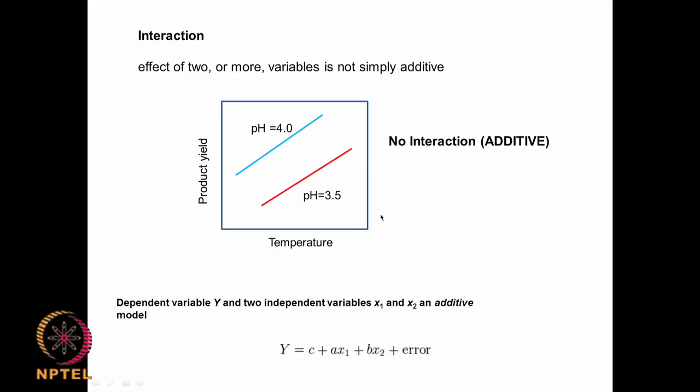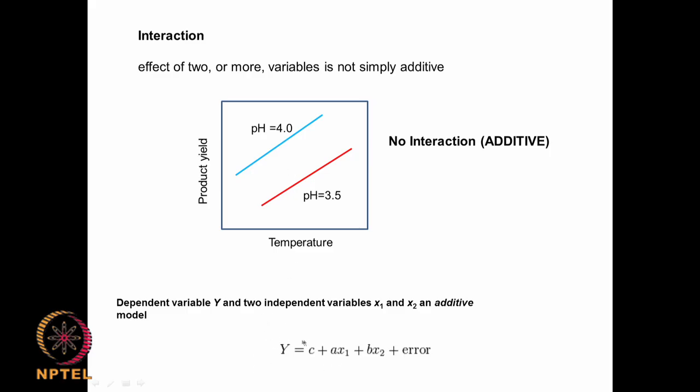What is interaction? We will spend some time on what is interaction. Suppose I am looking at a product yield in a fermentation, and I am changing temperature and pH. At one pH, 3.5, I am changing temperature, and I get a product yield like this. I do it at pH equal to 4, and I get the product yield like this. So, they look almost parallel.